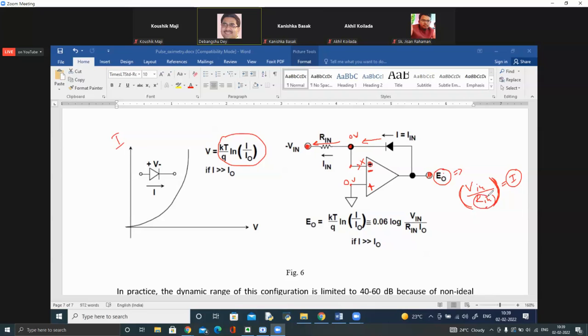So R is the constant. Therefore V in is dependent on I. Therefore this EO will be log of this V in, because EO is the voltage across the diode. So EO has some log relationship to this current I, and log of the current I is basically log of this voltage. So in this way we can implement the log amplifier. You can also use the transistor, or you can use the diode, and using this kind of logarithmic amplifier you can have it.